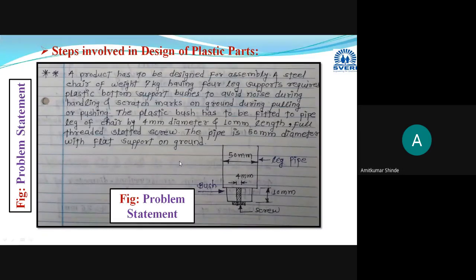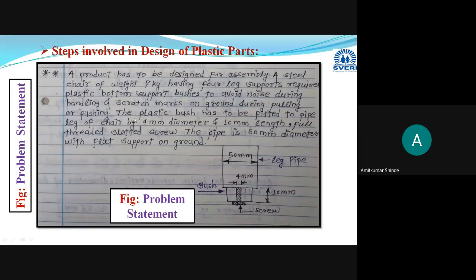That is its solution. After this, in the next session, we will discuss the design of radius fillet and the design of holes in plastic parts. In this session, we are going to discuss how to design a bush. Before starting, we will just read this problem statement.